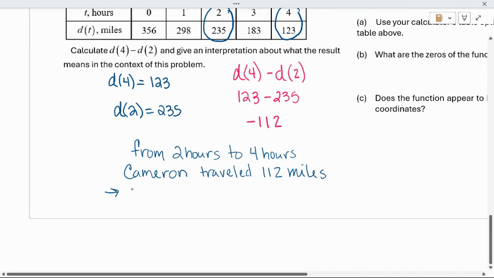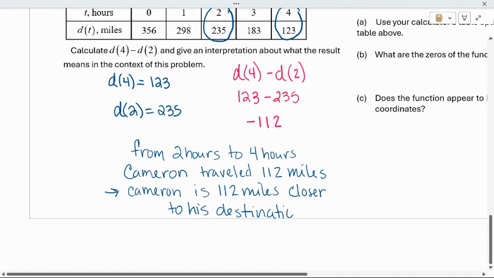Why is it negative? It's negative because Cameron is 112 miles closer to his destination. Yes, ma'am. This one right here. We're taking away from the total distance. That's why it's negative. So he's just 112 miles closer. That's why it appears to be negative.